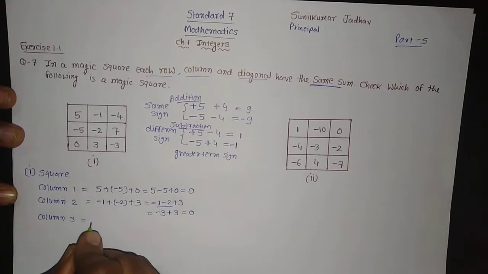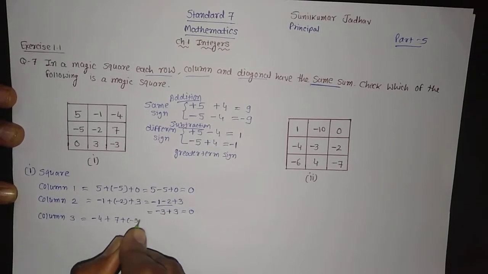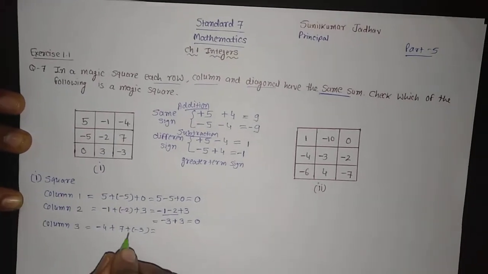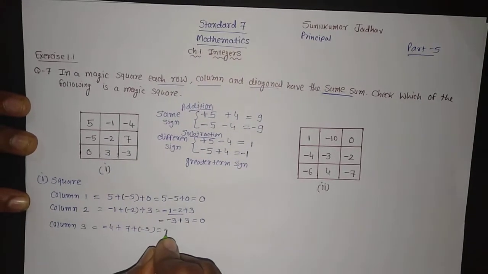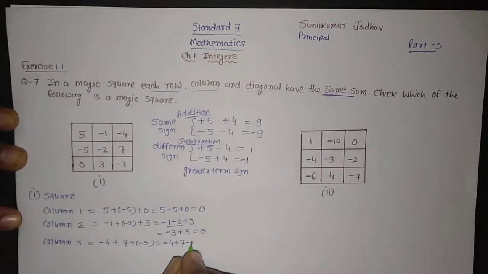Column 3, it is minus 4 plus 7 plus minus 3. We have written from here minus 4 plus 7 minus 3. We'll do it. Here minus plus will turn to minus. Minus 4 plus 7. This is plus minus minus 3.